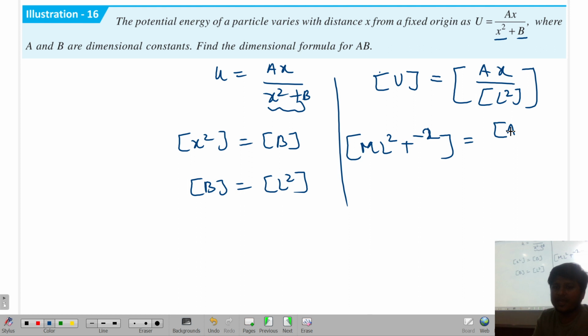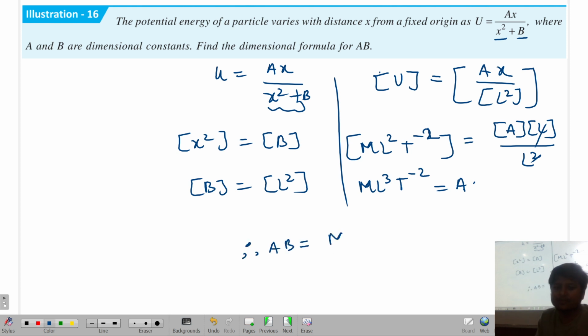So therefore, A, dimensions of X is what? Again, length divided by L square. Cancel, L will be there. So M L cube T to the power of minus 2 is the dimensions of A. So therefore, dimensions of AB is what? M L to the power of 5 T to the power of minus 2. Correct. Got it or not? Understood.